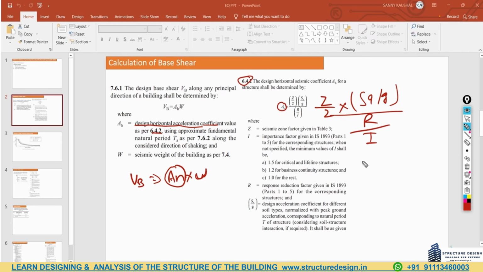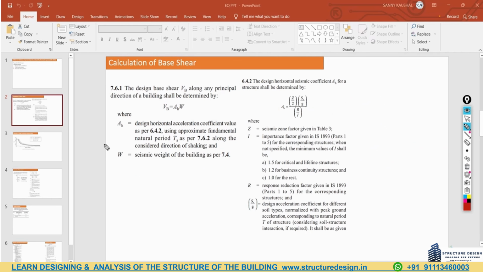So if you just want to rearrange this formula, it will look something like Z multiplied by Sa/g, and that has to be multiplied by the importance factor, and there will be 2R. So I have rearranged this formula and written Z multiplied by Sa/g multiplied by importance factor, and that has to be divided by 2R. So we will look at what all these Z, Sa/g, I and R are.